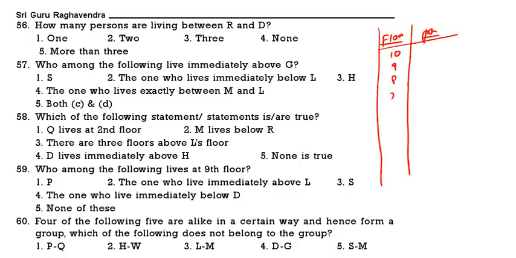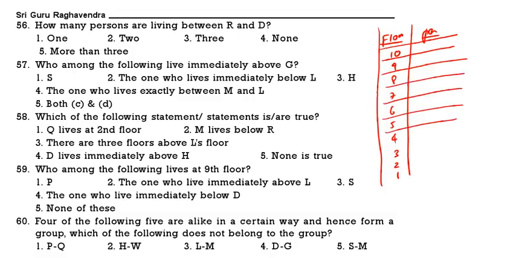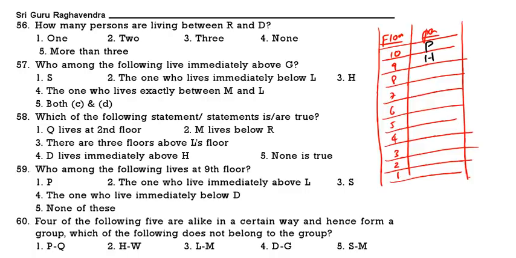10, 9, 8, 7, 6, 5, 4, 3, 2, 1. Now, see, we are having P, H, L, S, D, G, M, R, W, Q.